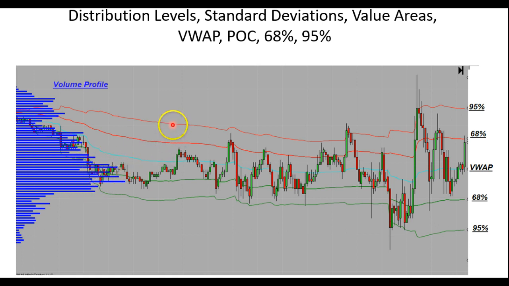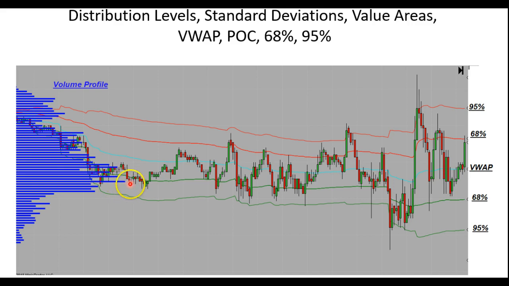Well, these levels, the standard deviations, the value areas, the distribution levels, are all the same thing in different words. We call them the VWAP, the POC, the 68%, and the 95%. First of all, let's talk about the POC. That's the easiest. That is the point of control. That is the bar that has the highest amount of contracts traded at it, or volume.